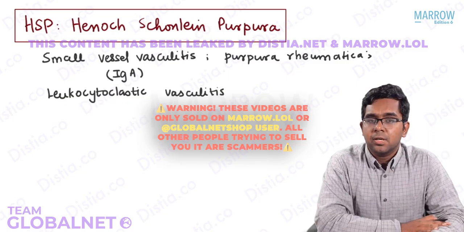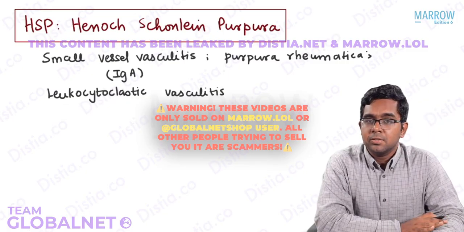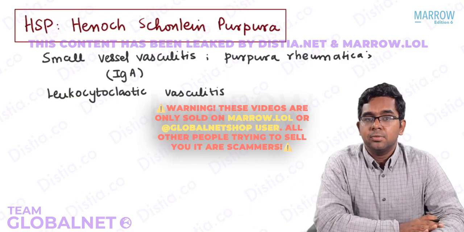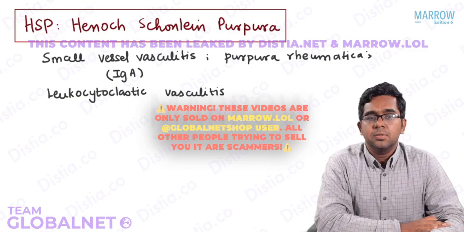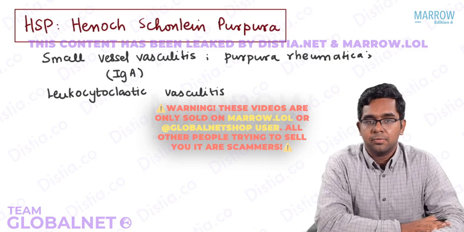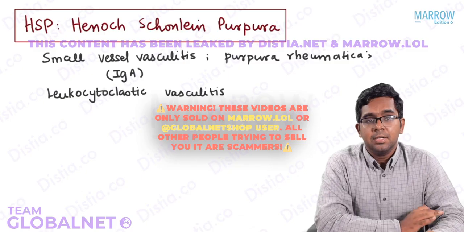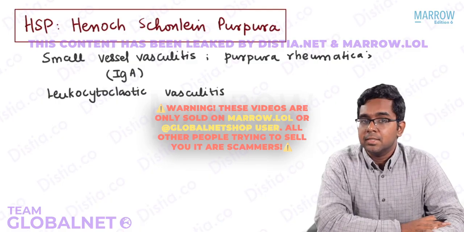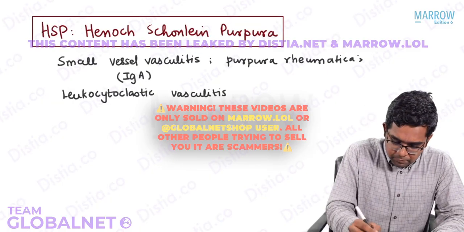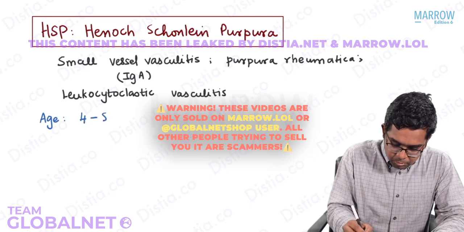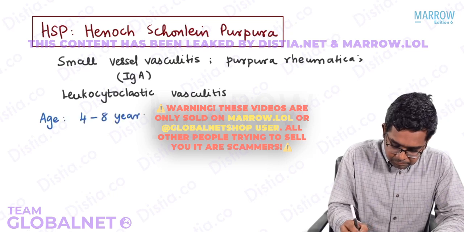This leukocytoclastic term refers to the presence of neutrophils or the debris of neutrophils found in and around the affected blood vessels. So these are the alternate names of Henoch-Schönlein purpura which one should be aware of. In this particular condition, the characteristic feature is what leads to the name Henoch-Schönlein purpura, which is given in this picture. The typical age group which is affected in this condition is 4 to 8 years.